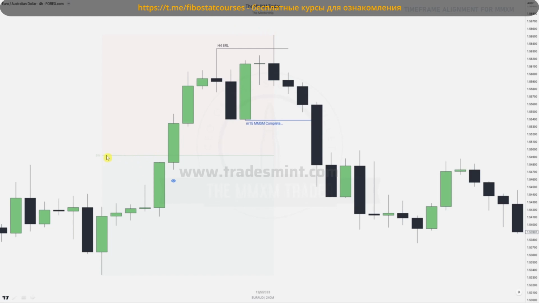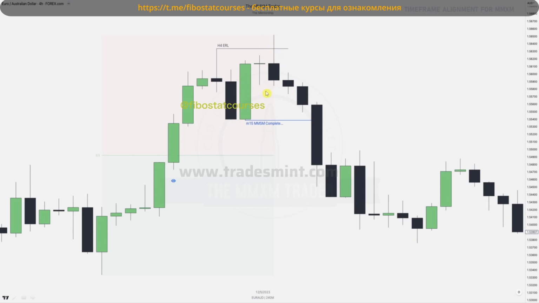Everything below this 50% level is discount. Now again, we think about external to internal, internal to external, order pairing, very important, right? So we have an external rate over here, or a turtle soup, right? Now, what are we going to be looking for as our next draw on liquidity after we take out external?